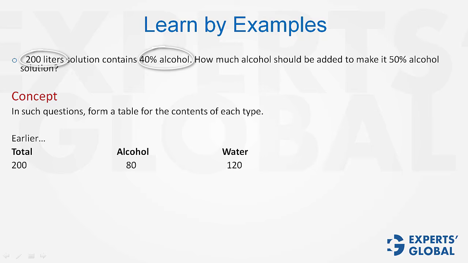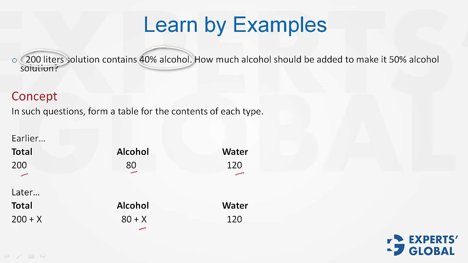Now later, some amount of alcohol is being added. If we assume that X liters of alcohol is added, 80 would become 80 plus X. And remember, total would also become 200 plus X. So alcohol increases, but the total volume also increases. Nothing changes with water. So later, total would be 200 plus X, alcohol would be 80 plus X, and water remains 120.